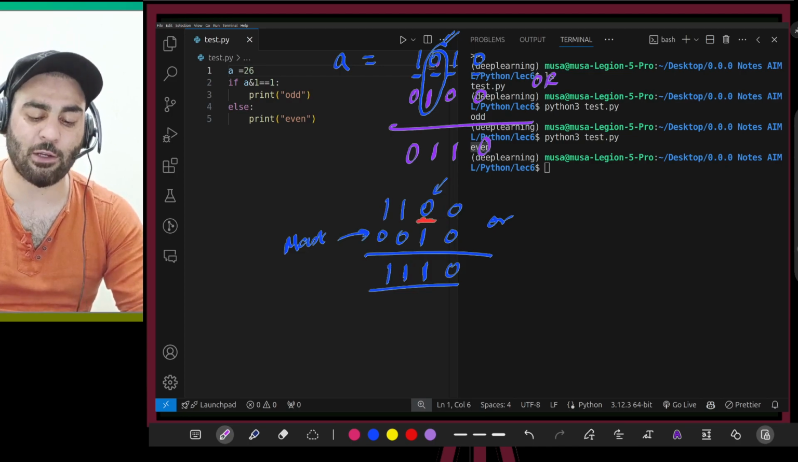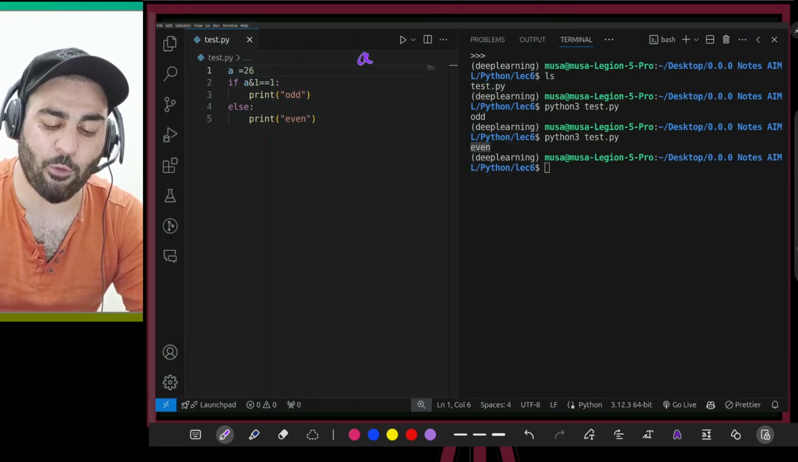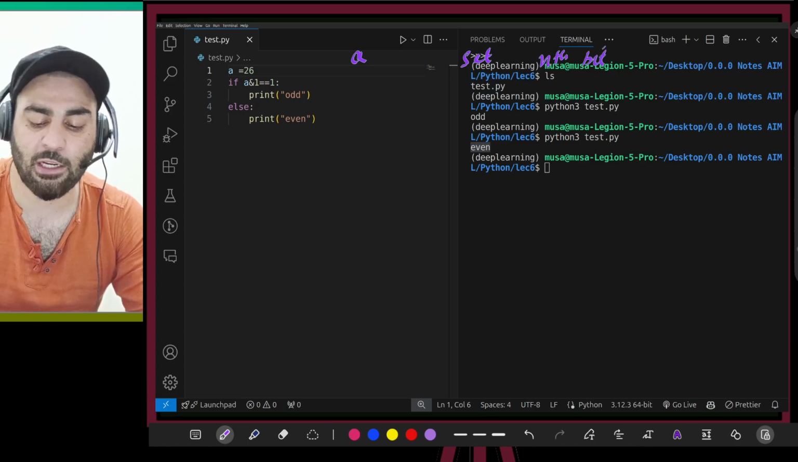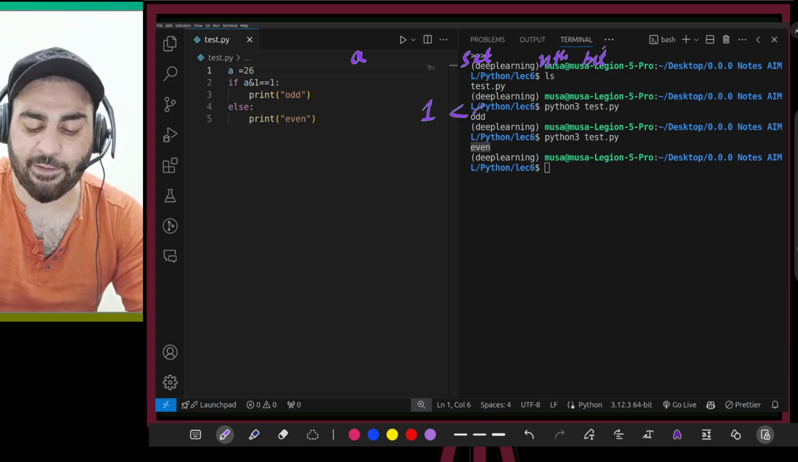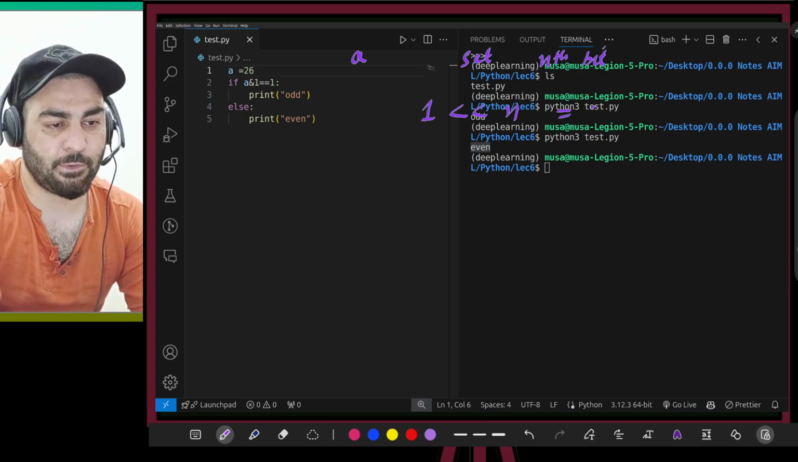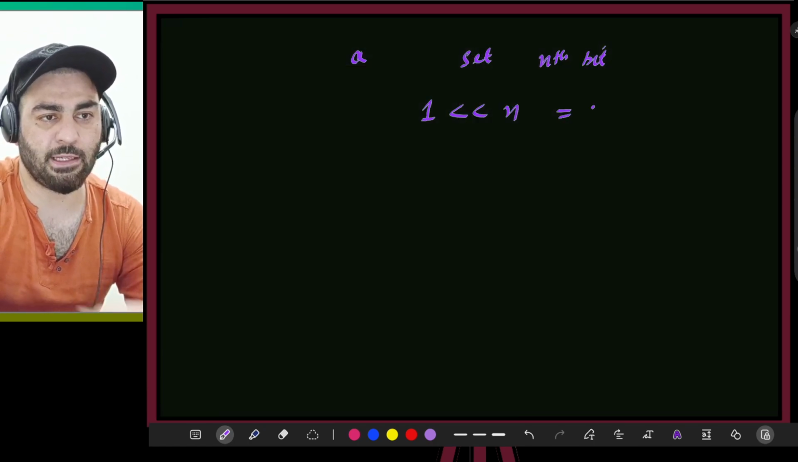Now, if I have a number and I want to set any of its bits, let's say I want to set its nth bit, what I'll do is I'll perform 1 left shift by n. This is my mask. So this basically is my mask.